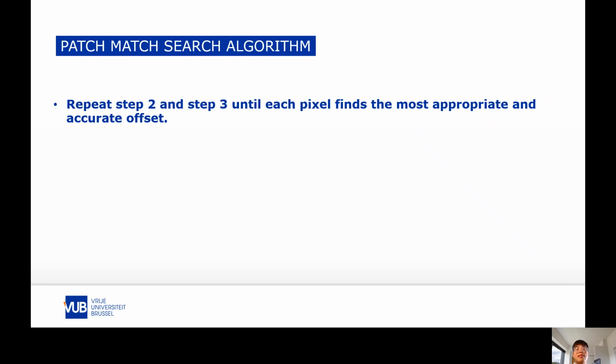Well, now that we have three steps, we can start the iteration. That is, repeat step 2 and step 3 until each pixel finds the most appropriate and accurate offset. That is, each pixel in A finds the most matching pixel in B.